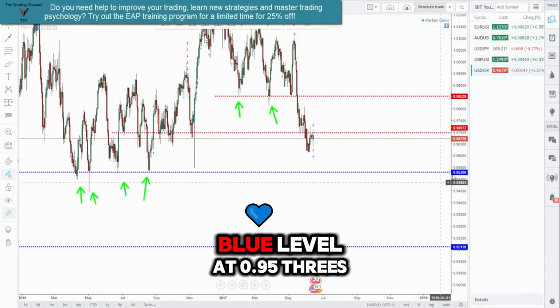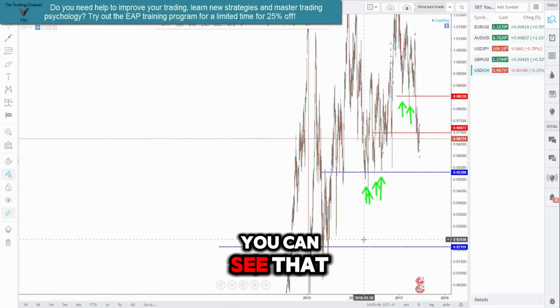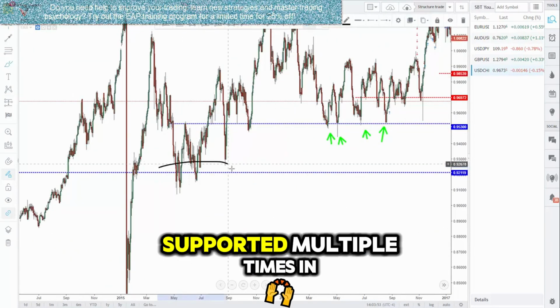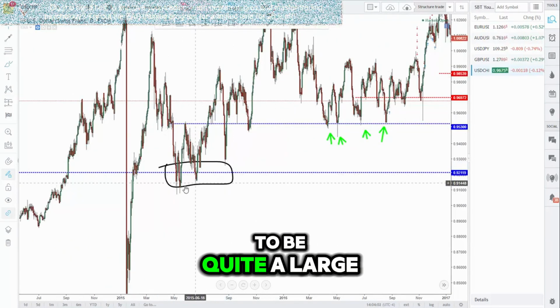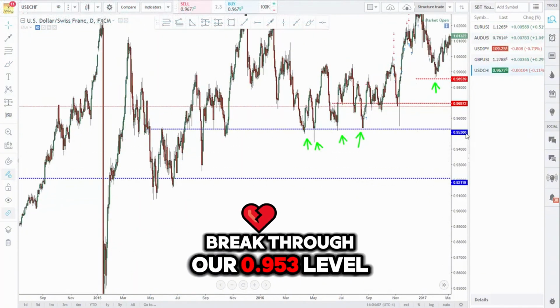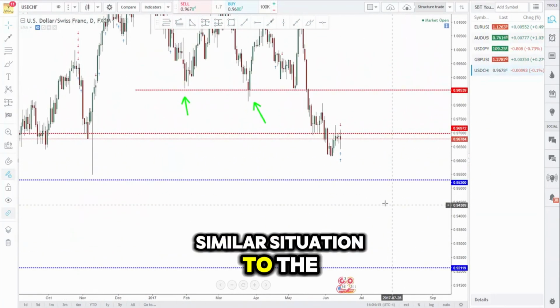Here at our first blue level at 0.953, and if I zoom the chart out, you can see that this lower level is coming in right down here where the market has been supported multiple times in the past, and this is going to be quite a large zone here at the bottom if the market does break through our 0.953 level. So the dollar Swiss is in a similar situation to the pound dollar.